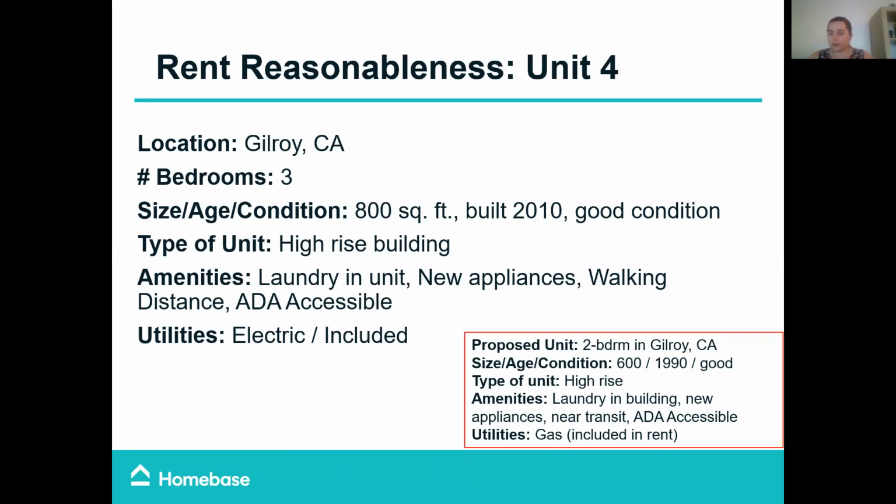So again, I'll launch a poll here to ask, if tech will allow me, does Unit 4 seem comparable? So here we've got a 3-bedroom as compared to a 2, 800 square feet as compared to 600, built in 2010 as compared to 1990. Yeah, we're getting a bit of a mix of responses here. So let's give folks another couple of seconds to see what we think.